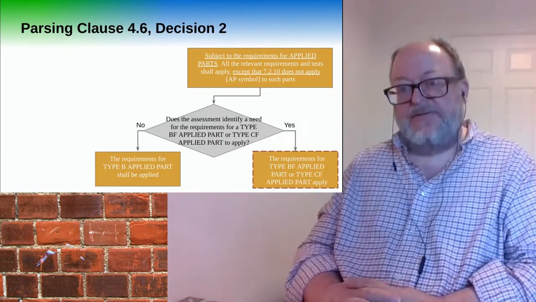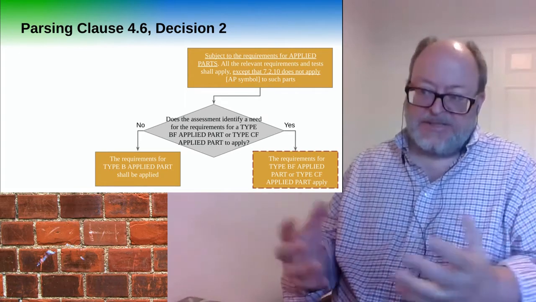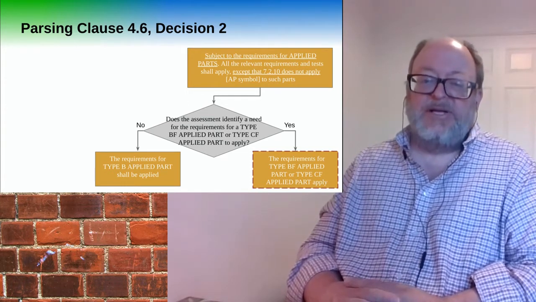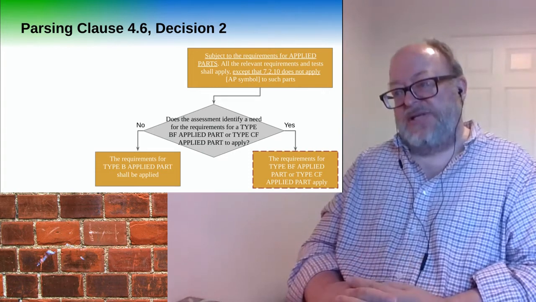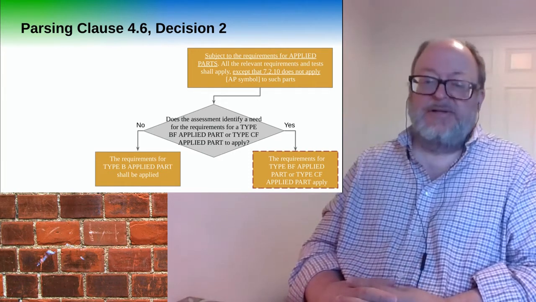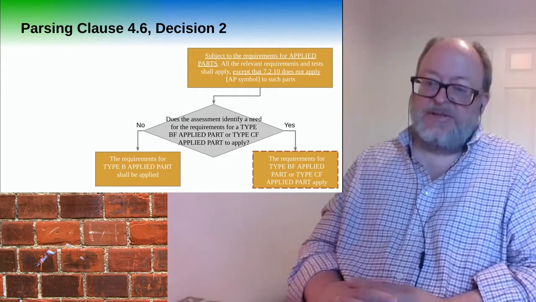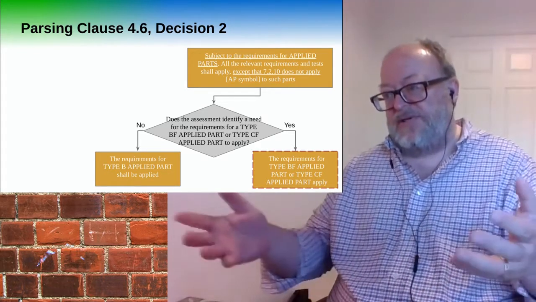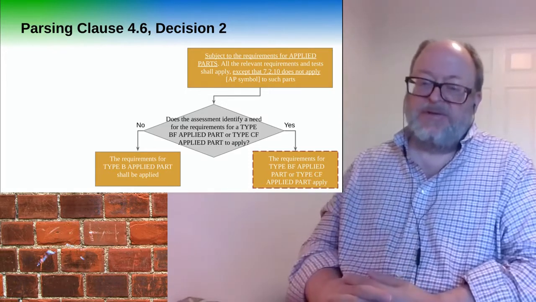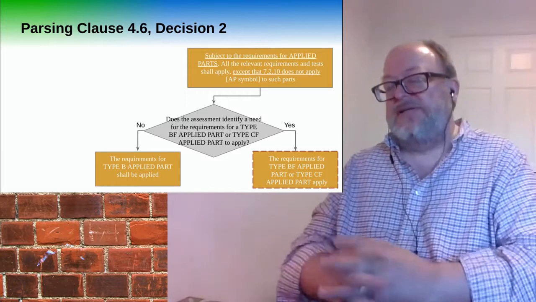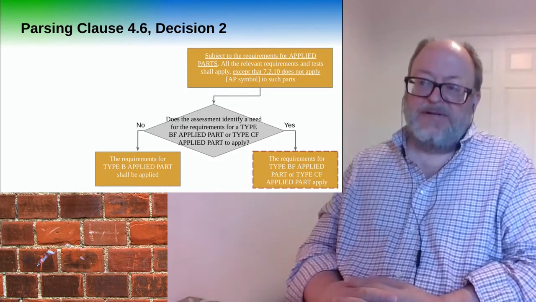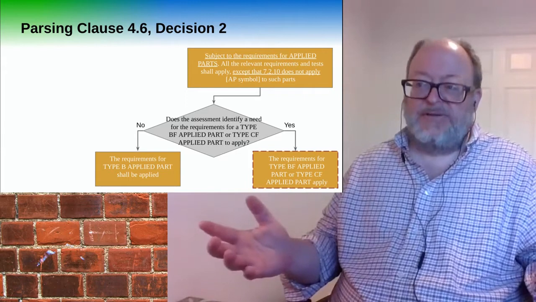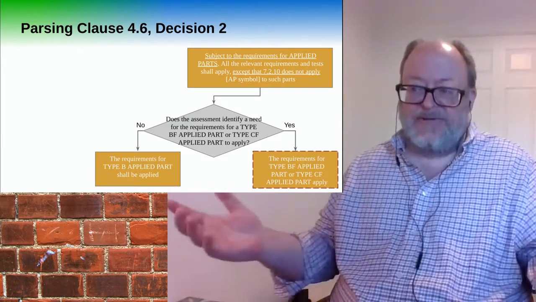There's a second decision. If we're going to do the applied part requirements, except that marking symbol, which we saw, then does the assessment identify a need for the requirements for a Type BF or CF? So no would be the Type B, which is presumed to be the default. Or with our assessment, would we want to do the F type? Now we might want to do that if the parts are very close to the patient and close to the applied part, and the applied part's F type, and you could see logically that probably that part might want to be F type as well, but not necessarily. So how do we make this decision with risk? Risk should be probability and severity.